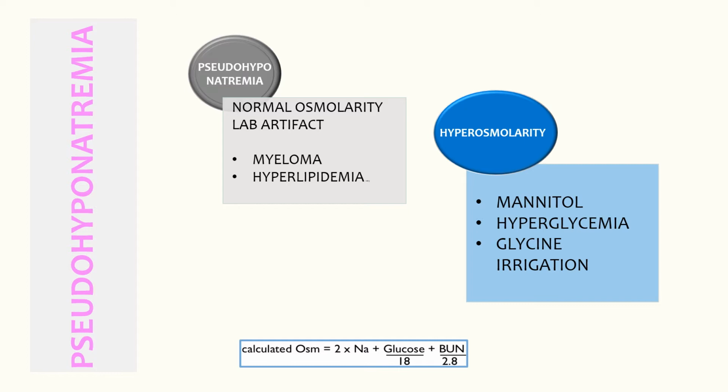So the osmolarity you should actually get from the lab, but you can also calculate it, and if you are using blood urea, then it has to be divided by 5.6. The lab osmolarity and your calculated osmolarity should be within 10 osmoles per liter to be accurate.